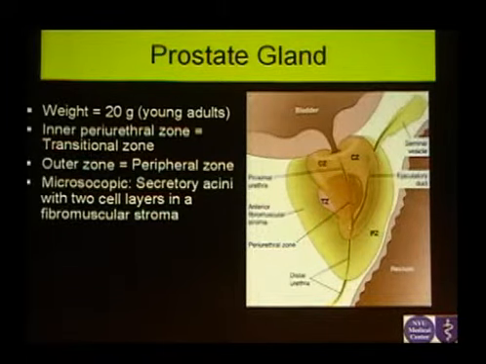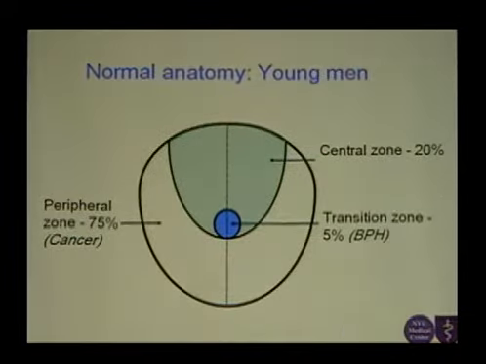The other thing important to know is that the transition zone, which is in pink here, is wrapped around the urethra, and this is what will give you BPH with age. The normal size of the prostate is about 20 to 25 cc in volume. In young adults, of course, it can go higher after a certain age.